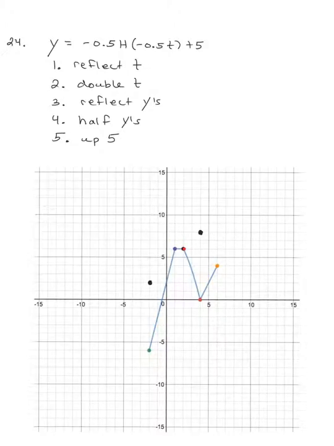All right, so this point here, I'm going to first reflect, then double, reflect the y, take half of it, and go up 5 places. That's negative 4, 2. This point, I first reflect it. I then double that negative 4 to negative 8. I reflect the y and take half of the y. That does nothing since the y value is 0. I then go up 5 places. I'm at negative 8, 5.